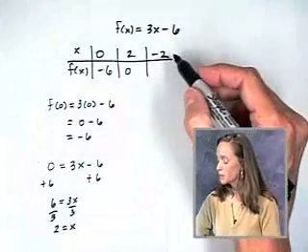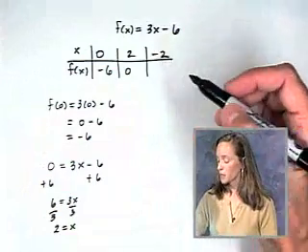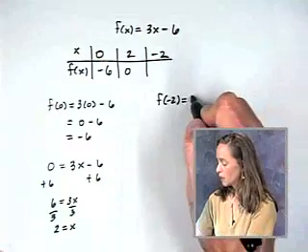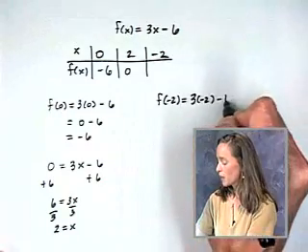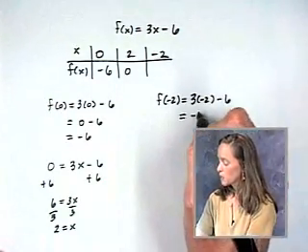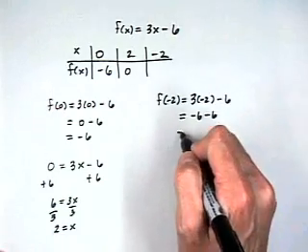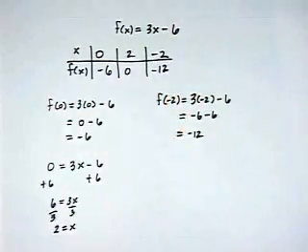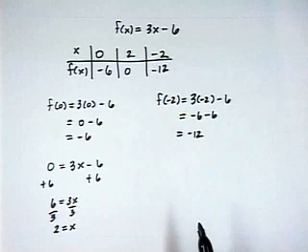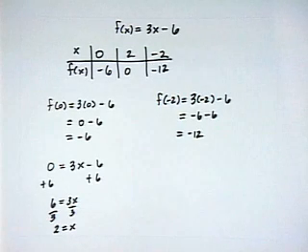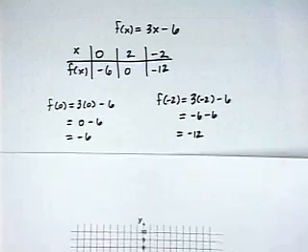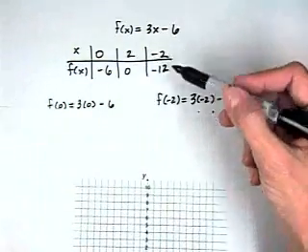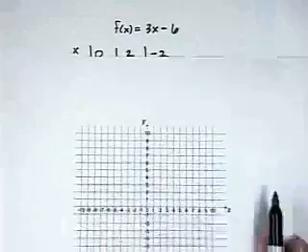The last thing I'm going to use is negative 2 for x. I need to find f of negative 2. That's 3 times negative 2 minus 6, which is negative 6 minus 6, which is negative 12. And I can put negative 12 in the table. I'm ready to plot these ordered pairs in a coordinate system. Making note of them again, they are (0, negative 6), (2, 0), and (negative 2, negative 12).